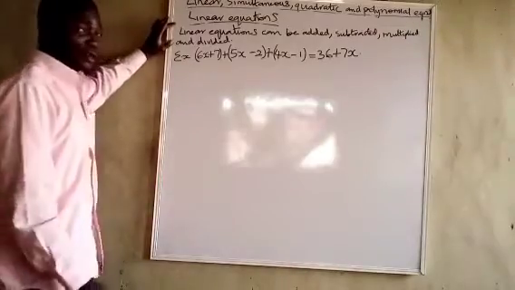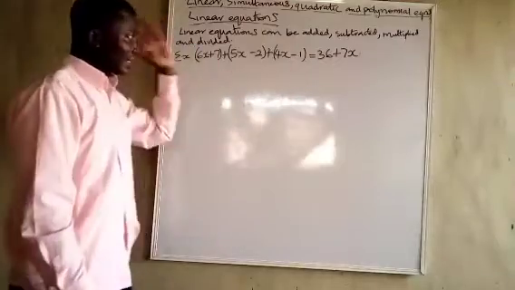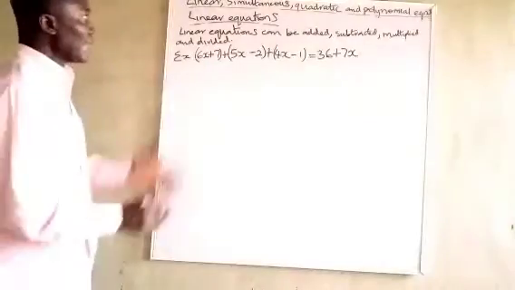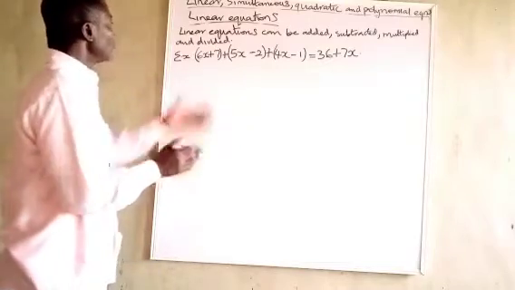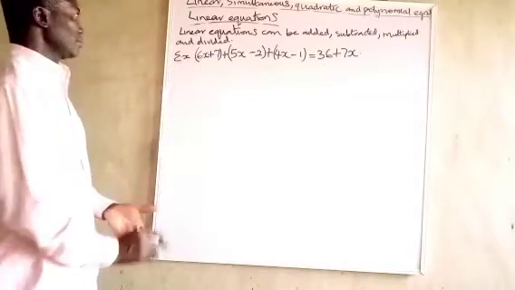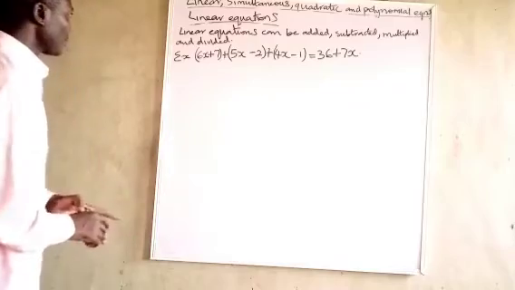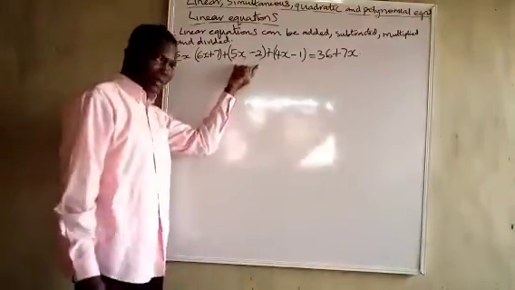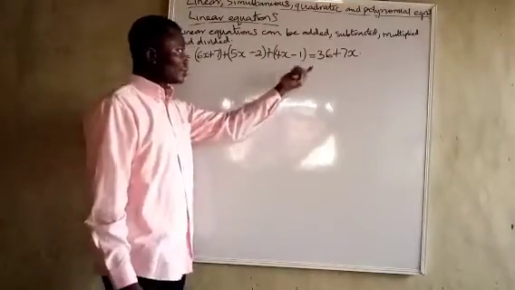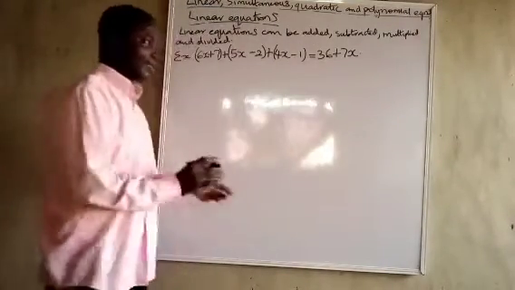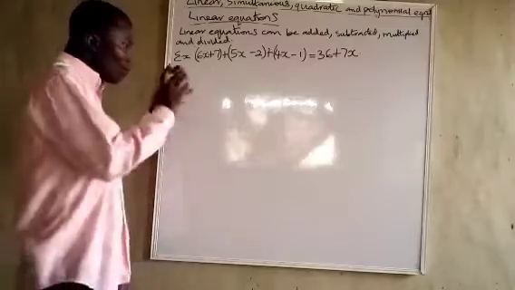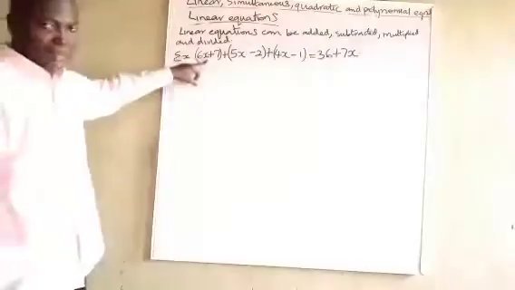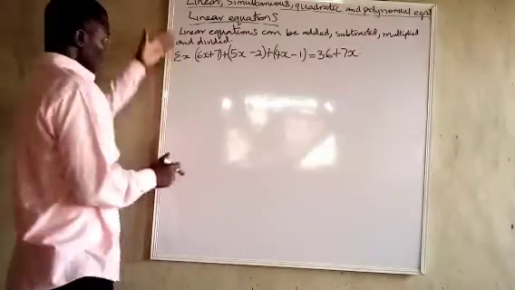I want you to know, before we continue, that linear equations can be added, can be subtracted from one another. We can multiply, and we can divide, either with another linear equation or constants. So let's look at this example. You can see we have 6x plus 7, that's the linear equation. 5x minus 2, that's another linear equation. 4x minus 1 is a linear equation, is equal to 36 plus 7x. Generally, in linear equation, we are always looking for one unknown, and the unknown in this situation is x. So generally, that's what we do in linear equation.